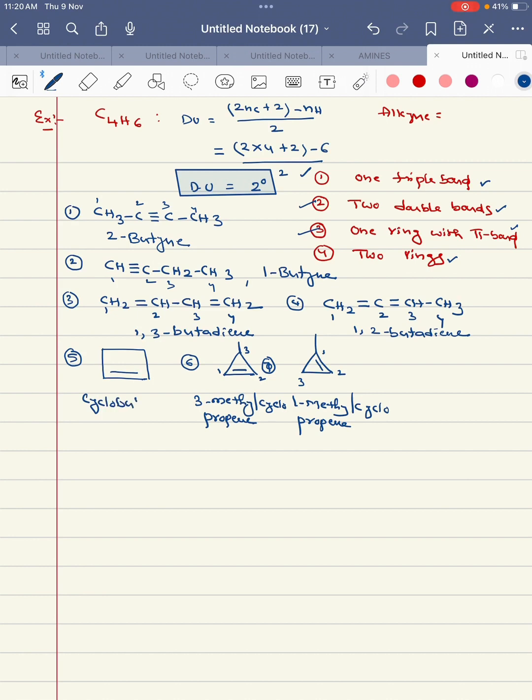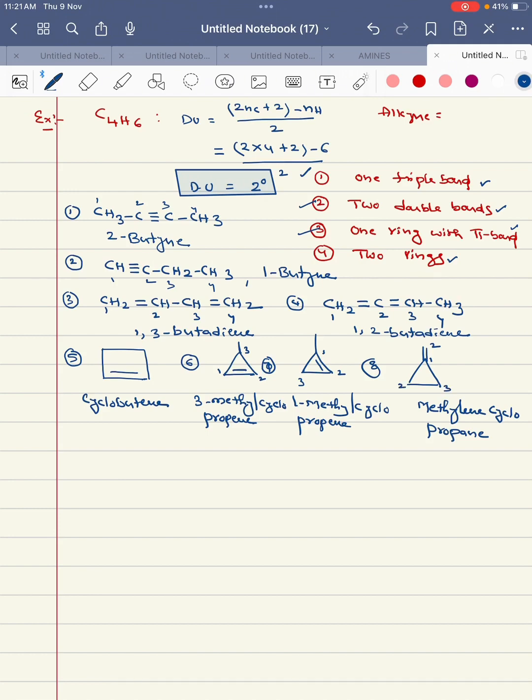Propene. Now this is called cyclobutene. Next, what is the one more possibility? So this is the possibility. Now the double bond will be out of the ring. Now it is 1, it is 2. What is the name? It is called methylene cyclopropane.